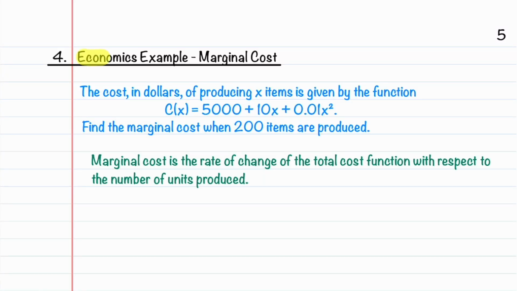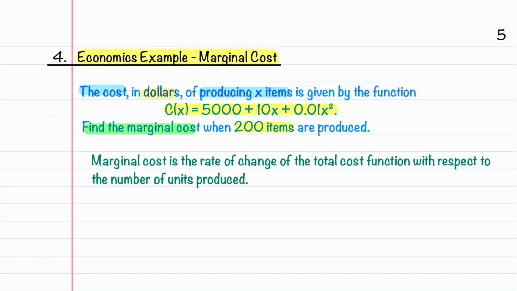We are going to now walk through an example that arises in economics, and it's on marginal cost. We are told that the cost in dollars of producing x items is given by the cost function C of x equals 5,000 plus 10x plus 0.01x squared. We're asked to find the marginal cost when 200 items are produced.